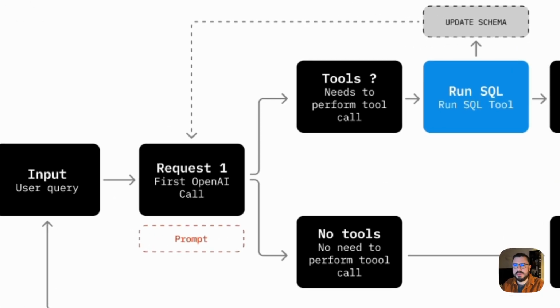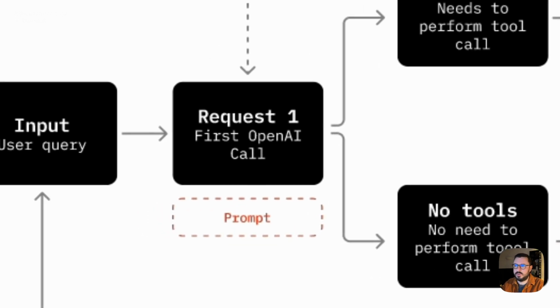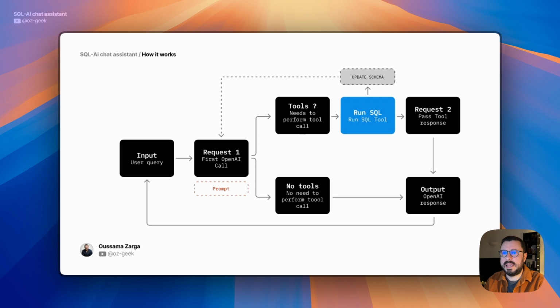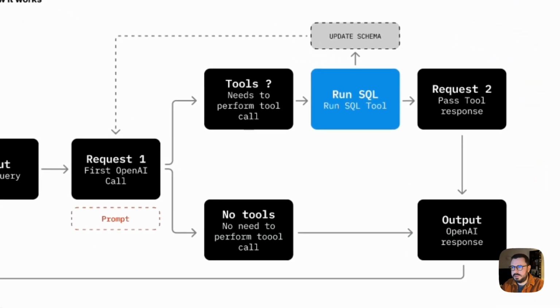After this, we run the first request. It's an API call to OpenAI. At this stage, we send a well-crafted prompt to OpenAI, specifying the tools that the LLM can use to generate an accurate response. Here, the model will have to take a decision. Does the model need a tool or not?